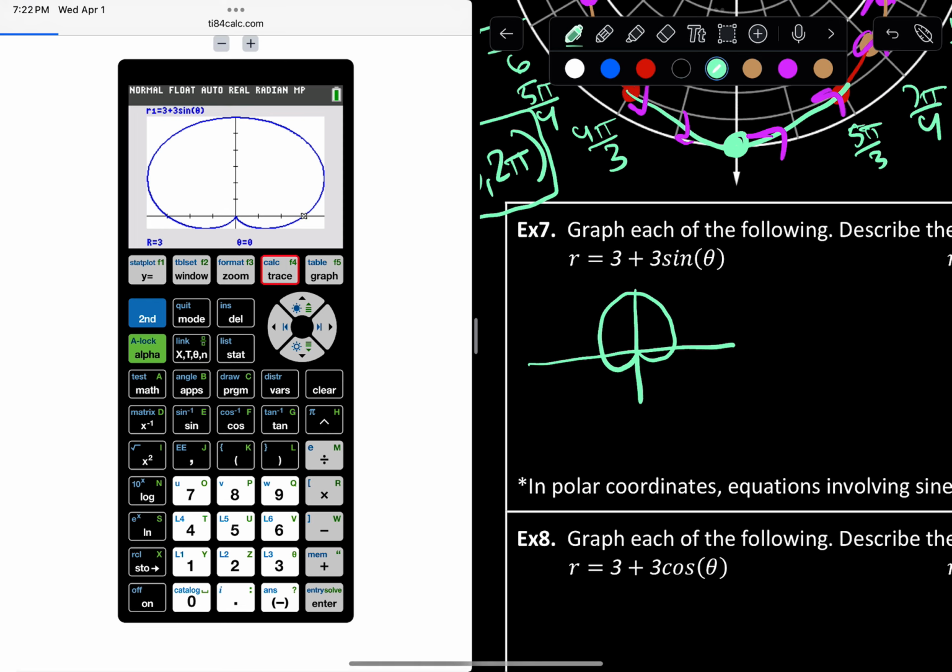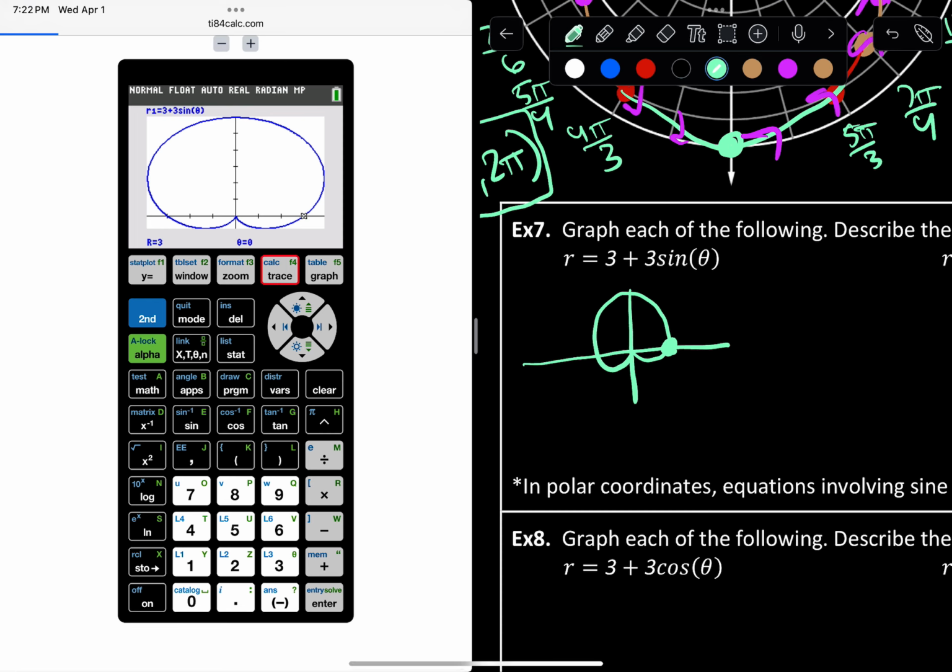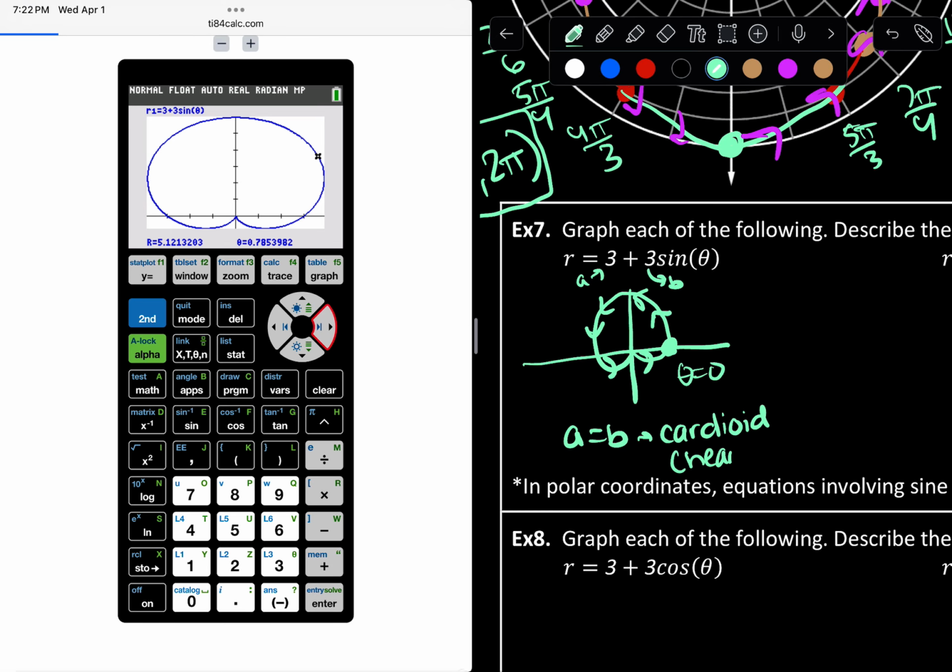And if I hit trace, it is going to start here. Theta is equal to 0. And again, I can see that my orientation will be counterclockwise. So you will get a cardioid when A is equal to B. In this case, A is equal to 3, B is equal to 3, so this results in a cardioid, and it's because it looks like a heart.